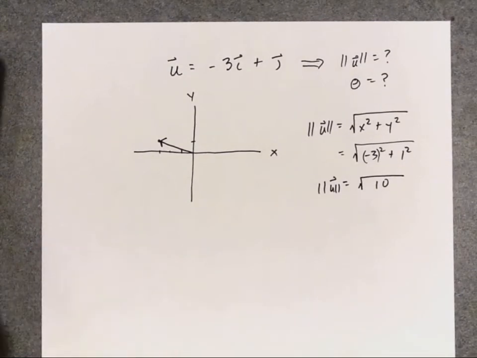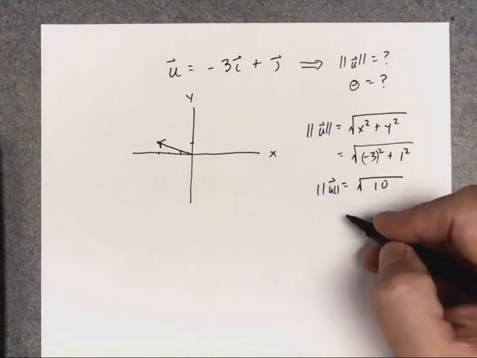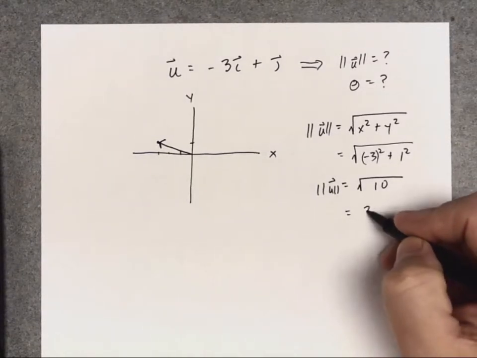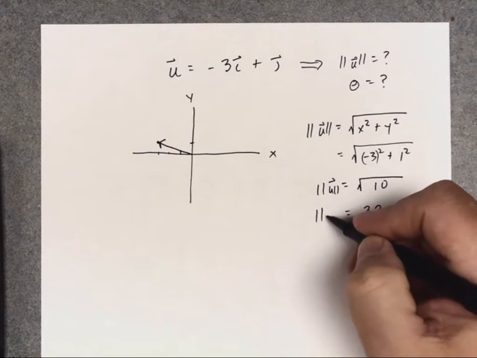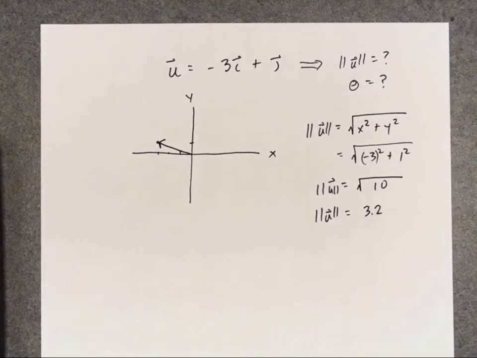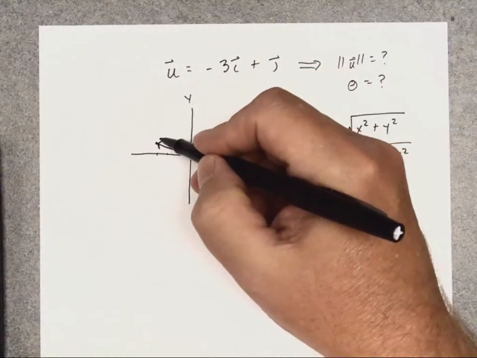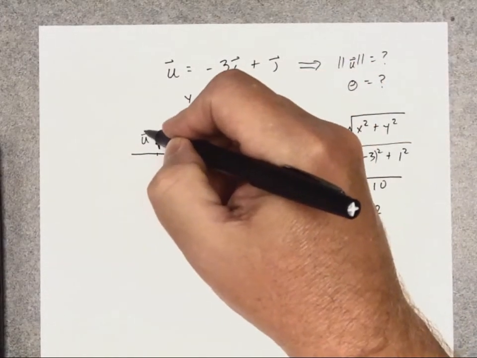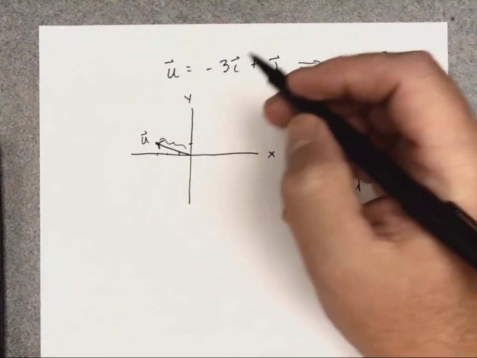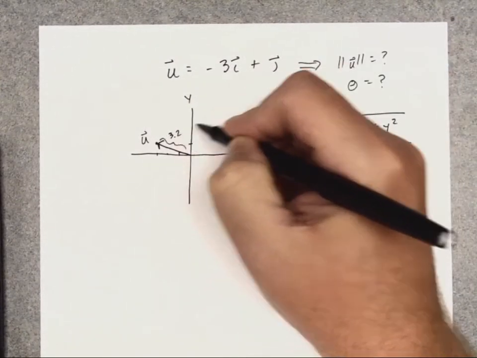Square root of 10. Just so you know, when we're doing vectors, a lot of times they like you to give the number as a decimal, usually rounded to the tenths place. So I'm just going to go ahead and take the square root. Leaving it as square root of 10 is not wrong, but it's pretty common to convert this into a decimal. So there's the length. If I call this vector u, I could say the length was around 3.2.